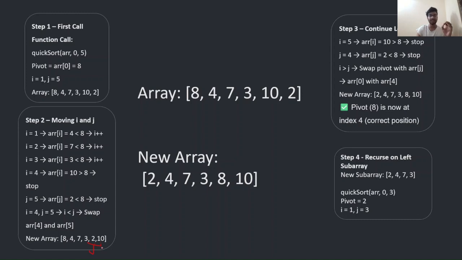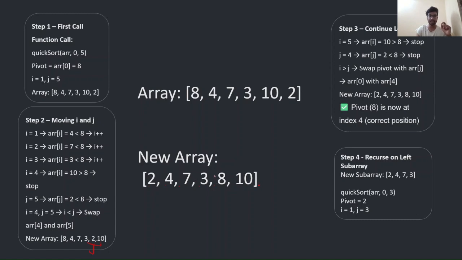Now it satisfies the criteria that i has an element which is greater than the pivot and j has an element smaller than the pivot. So now since i is greater than j, that is, 5 is greater than 4, we'll swap the array at j and the pivot, that is, 2 and 8 will get swapped, resulting in the array as 2, 4, 7, 3, 8, and 10.